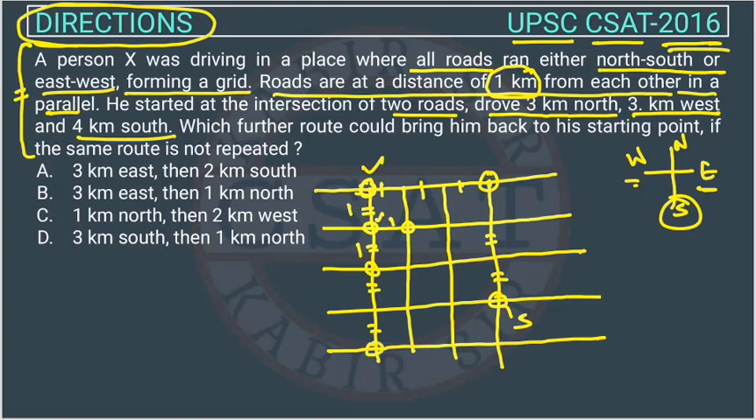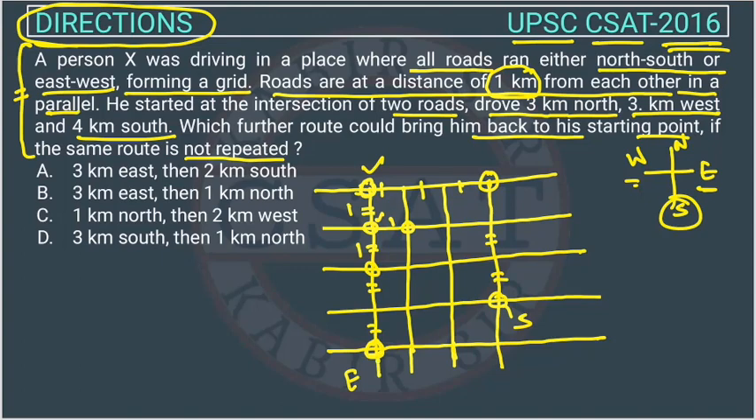Which further route could bring him back to his starting point if the same route is not repeated? Now this was the starting point, this is the end point. Now this person wants to reach here, so they are asking which route he can follow, right? But he should not follow the same route from which he has reached here, right? So now what we will do, we will go through the options.